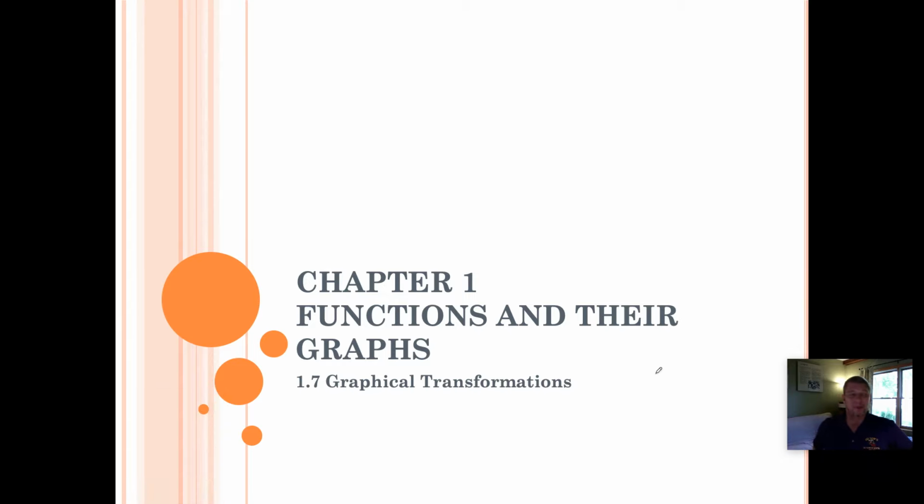Today we are going to look at section 1.7, which is entitled Graphical Transformations. Now, this hopefully makes a little bit of sense to you. We've been talking about functions and we've been talking about graphs. And so now we're going to talk about how manipulating a function can actually change the look of the graph of that function. All right. And so that's the whole idea behind section 1.7 here.